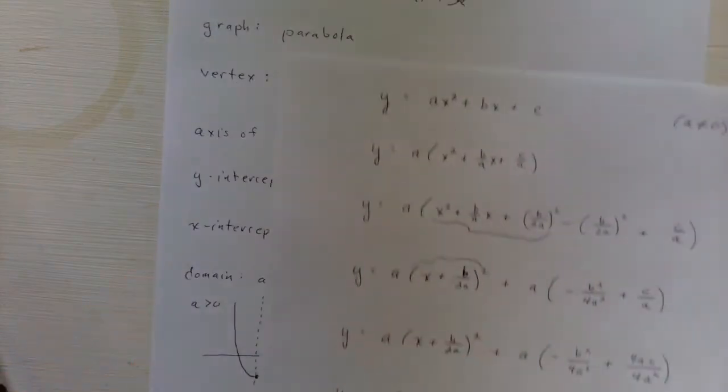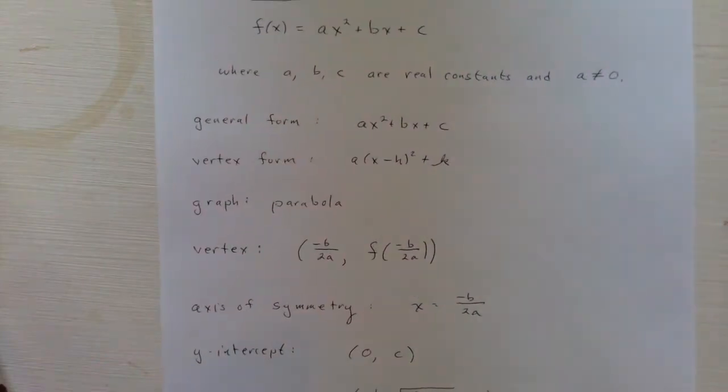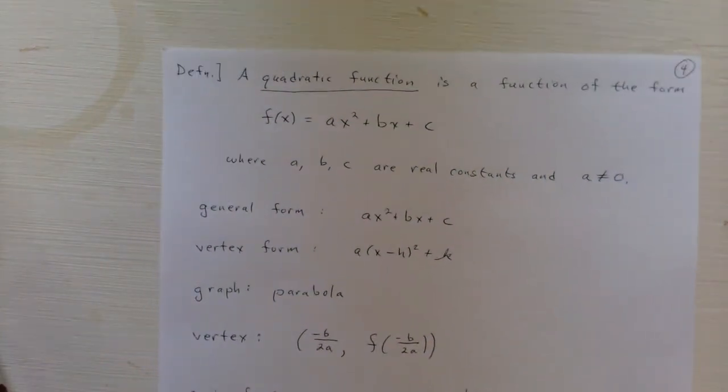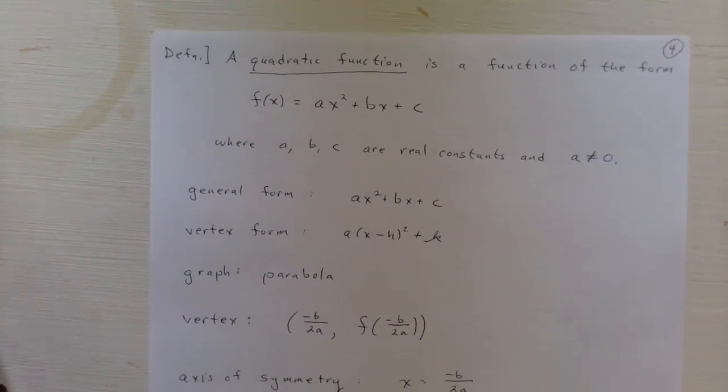All right, so now let's summarize everything. On this page 4, this is what you want to memorize, where we're just summarizing everything. Okay, so a quadratic function is a function of the form f of x equals ax squared plus bx plus c, where a, b, and c are real constants, and a is not 0. This is very important because if a is 0, this becomes a linear function.